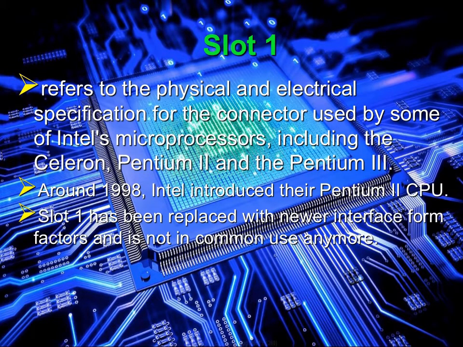Second is slot 1. Slot 1 refers to the physical and technical specification for the connector used by some of Intel's microprocessors, including the Celeron, Pentium 2 and Pentium 3. Around 1998 the interface included the Pentium 2 CPU, and slot 1 has since been replaced with a newer form factor and is not in common use anymore.